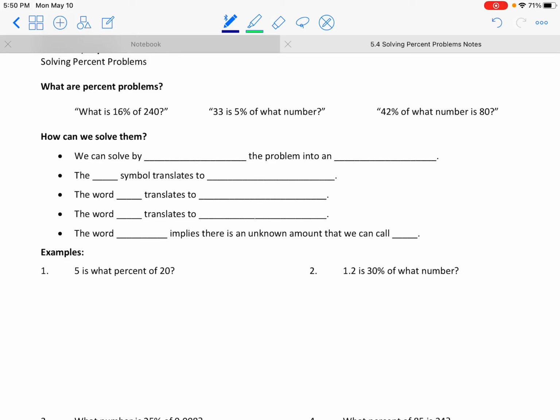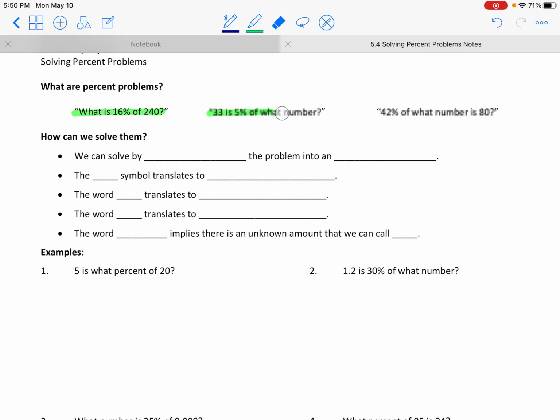Hello and welcome to our lesson on solving percent problems. So when I say percent problems, I'm talking about questions like these. What is 16% of 240? 33 is 5% of what number? 42% of what number is 80?